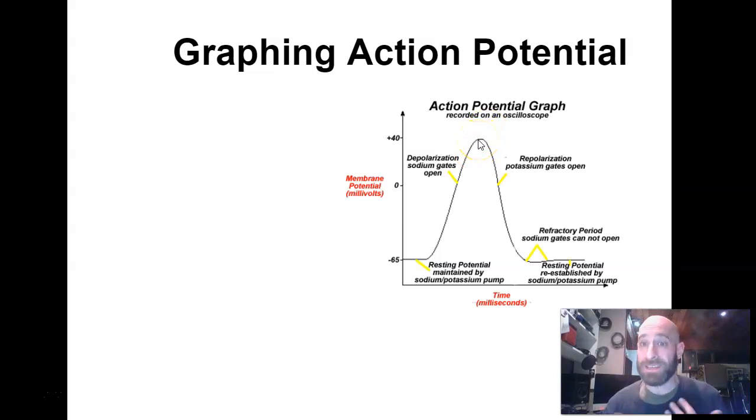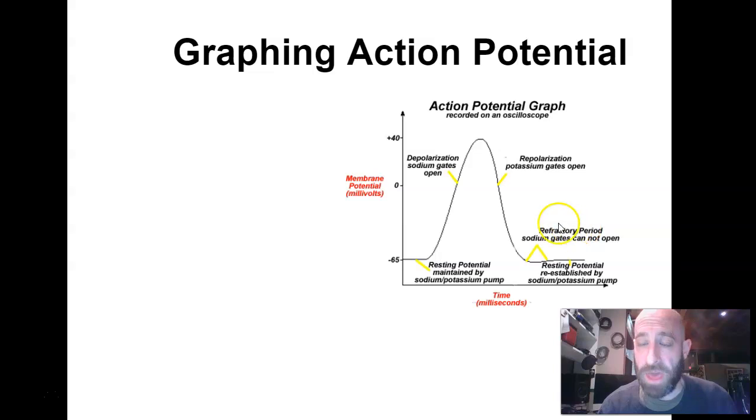The reason why it stops is because that inner door, that inactivation gate, closes, and at this point the potassium channels open, and when the potassium channels open, potassium floods out, and that is going to be called repolarization, and it's repolarization because it's going back down to a negative. And then it eventually will hit resting potential again, and that will maintain until we have another action potential. So that neuron gets used, and then it gets reset by the sodium-potassium pump. So remember, the sodium-potassium pump is what maintains resting potential, but it's also what puts all the ions back where they belong so that this neuron can be used again.